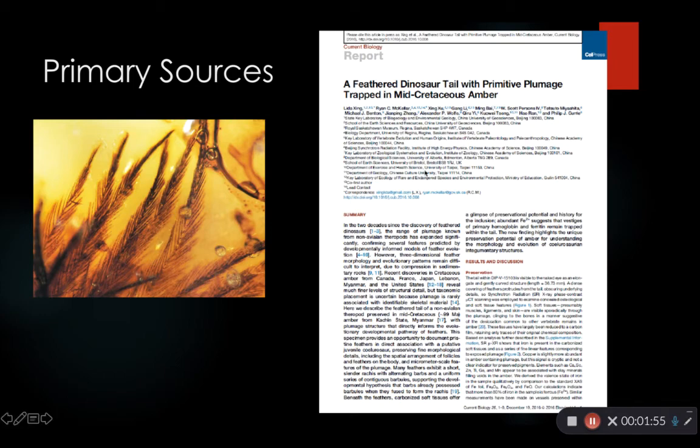So this is where the researchers, in this example Zing and McKeefer and so on, have reported work on a feathered dinosaur tail which they found trapped in amber. And other people will use this information like you might use it, but the primary literature is the best place. And this is where you look in the library and find journal articles that will contain this primary information.